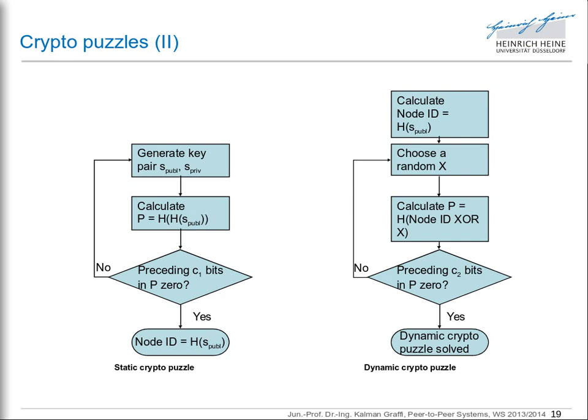Yes, if we fulfill this requirement, the dynamic crypto puzzle is solved, and we can set the node ID as the hash of our public key, which we generated. Yes, both approaches take a lot of time to calculate a valid node ID. In the static approach, the node ID cannot be chosen freely. In the dynamic, the node ID can be chosen freely, more or less.